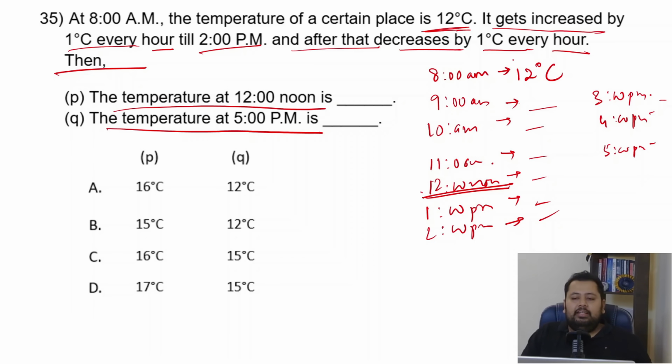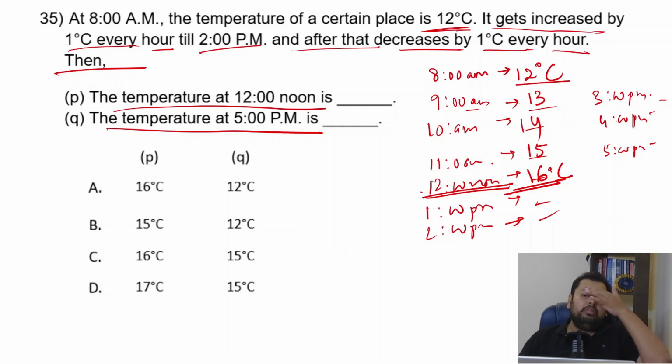Great. Easy one. So at 8 a.m. it is 12 degrees centigrade. At 9 a.m. it will be what? It will be 13. At 10 a.m. it will be 14. At 11 it will be 15. And at 12 noon it will be 16 degrees centigrade.